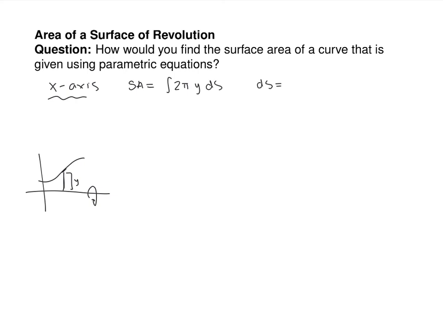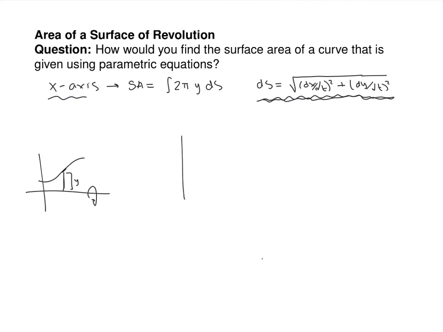And ds is that expression we had for the arc length, which in the case of parameterizations was the square root of dx dt squared plus dy dt squared. And so you think, okay, well, the circumference is 2 pi r, and my r is varying because it's not constant, so this is given by y. And ds, the length of the curve, is that little arc length thing. That's how this relates to arc length. So that's for the x-axis.